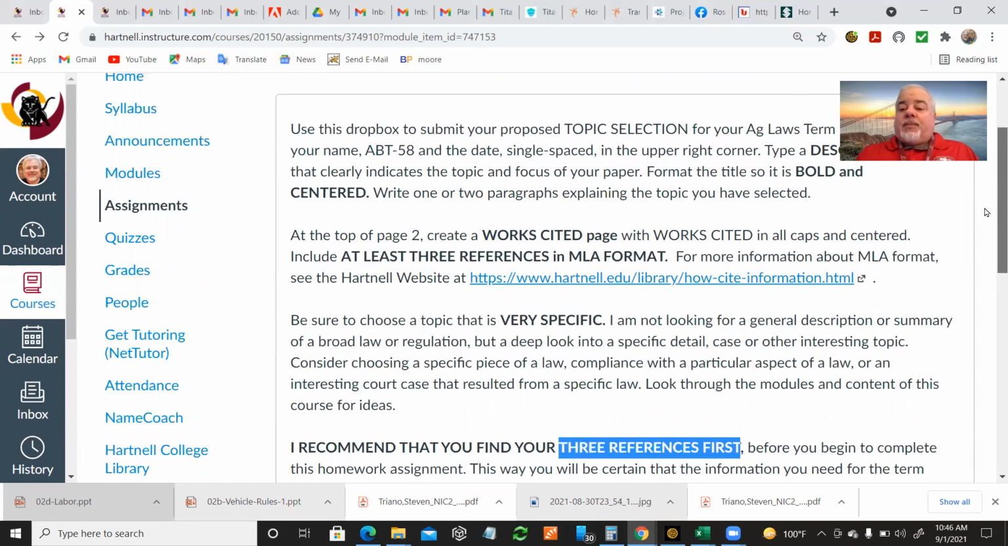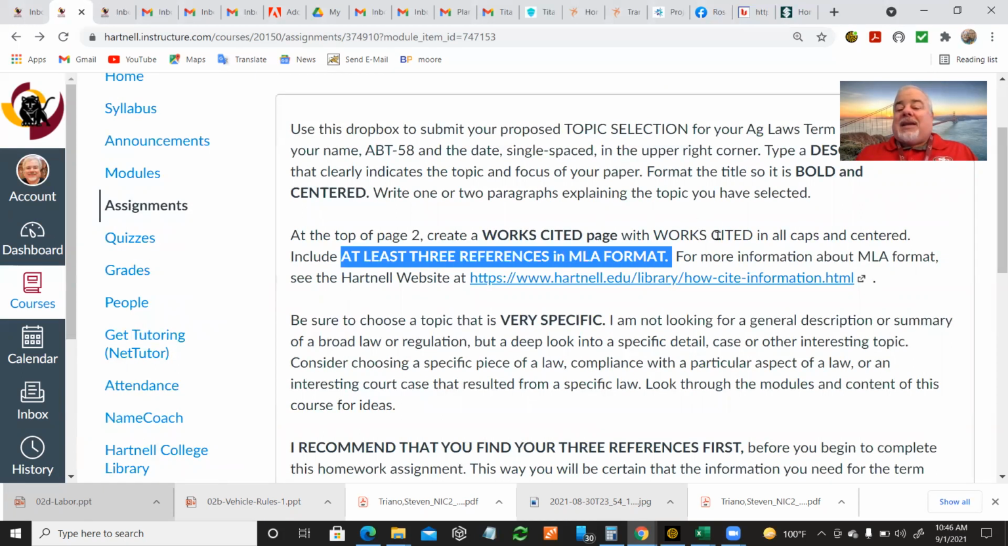Find some papers on a topic that interests you. Once you find some papers, put together a references page, which is called your works cited, actually in MLA format. You can go to the Panther Learning Lab for help on how to put together a proper works cited page. And so your first page will just be name, date, ABT 58 in the upper right-hand corner, single spaced, and then a couple paragraphs describing what you're planning to do underneath a nice clear title that's bold and centered. Done. All right, get on this.